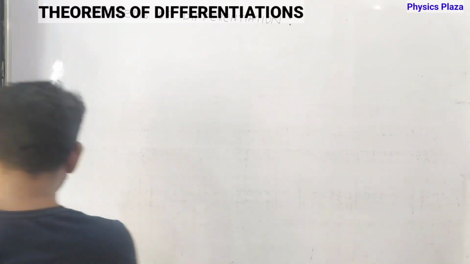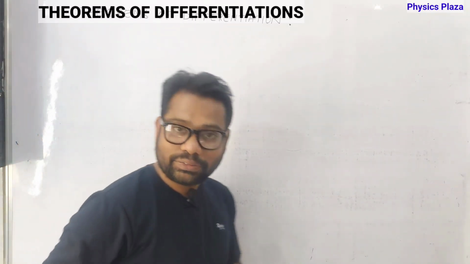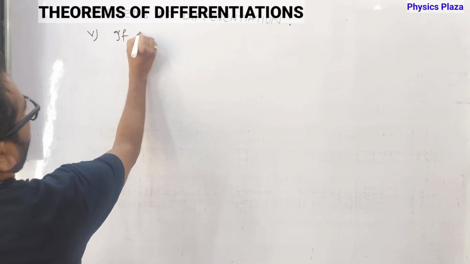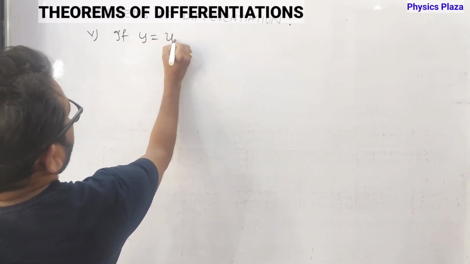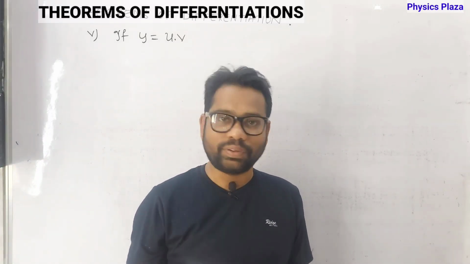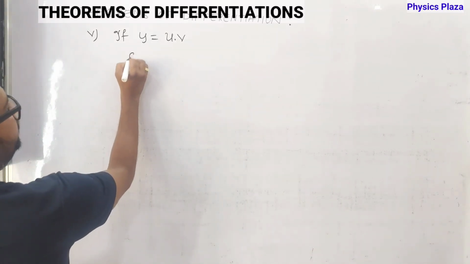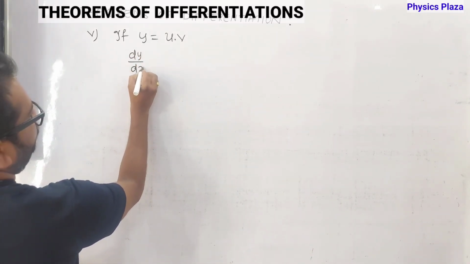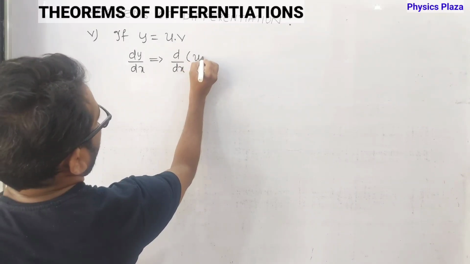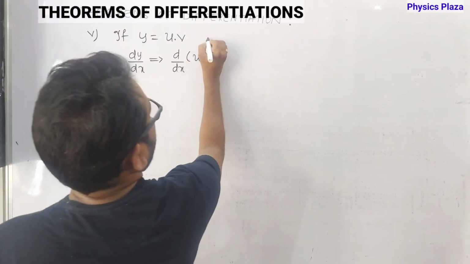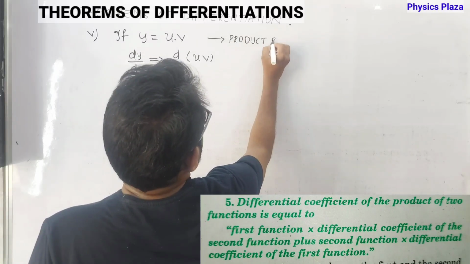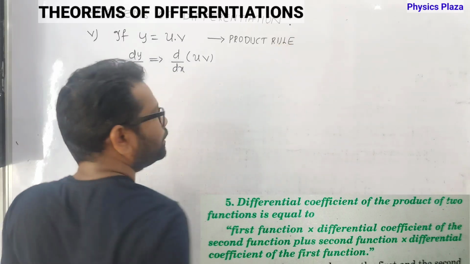Now let us see the fifth theorem of differentiation. Children, it is also very important. Look here, the fifth one. Suppose, children, y is equal to u into v. Here u and v both are functions of x. You should not forget that. It's very important. Then the differential coefficient of y with respect to x, how can you write? This will be d by dx of uv. Children, it is also called the product rule. Very important. It's very famous as the product rule.